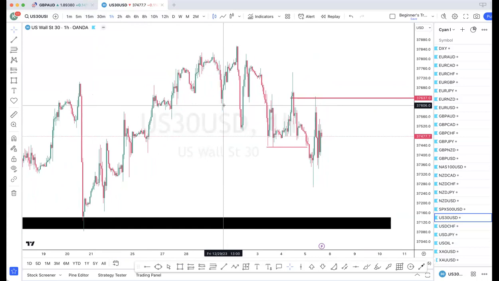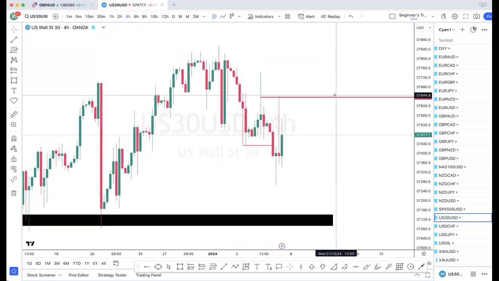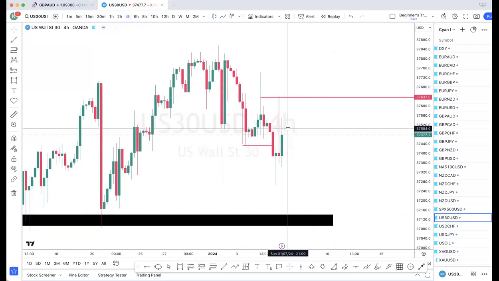What was I going to look at? 4 hour. Let me see what the 4 hour is doing. So the 4 hour gave a little bullish. Maybe it'll pull back just a little bit and then sell. But I don't know.